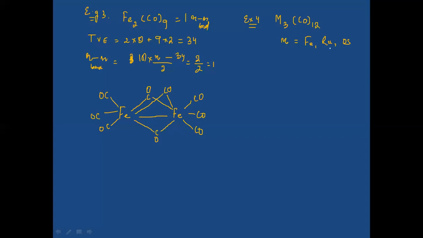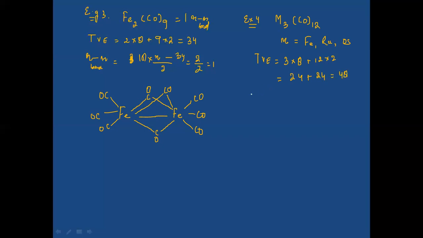So if I take one of the examples among these, the rest will be the same for all the cases. So in this case, M is iron, either iron or ruthenium or osmium. They all have 8 valence electrons. So I'll determine TVE for this. TVE will be equal to 3 times the valence electrons of the metal, which is 8, plus 12 into 2, because we have 12 ligands and each carbonyl donates a pair of electrons. So 3 8s are 24, 24 plus 24 is equal to 48.